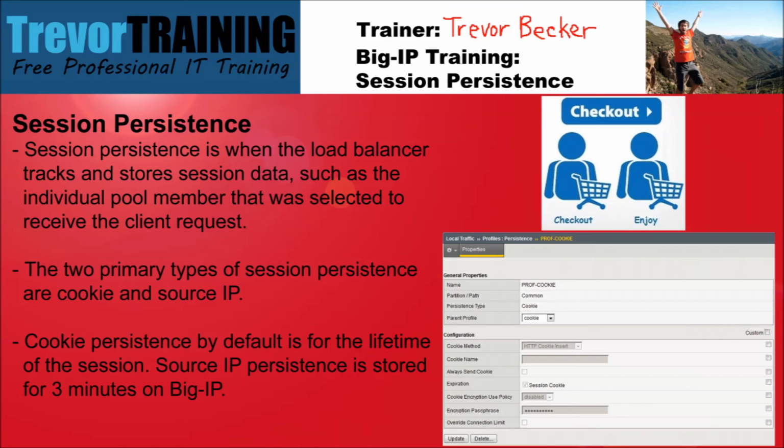Load balancers keep session data for a specific amount of time before discarding it. Both the Big IP and ADX store cookie persistence by default for the lifetime of the session. That means that when the browser is closed, the session is ended and the cookie is discarded from the client's browser. The Big IP stores source IP persistence entries for a default time of 180 seconds or 3 minutes. All of these values can be modified from the default state by configuring it to do so.